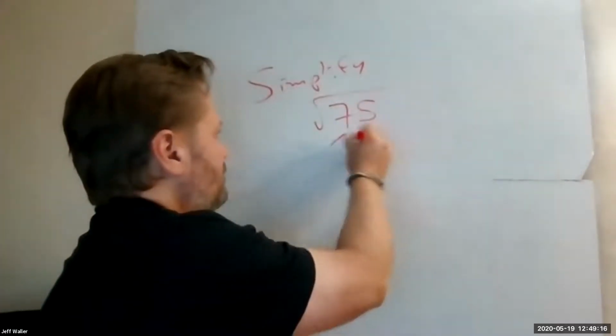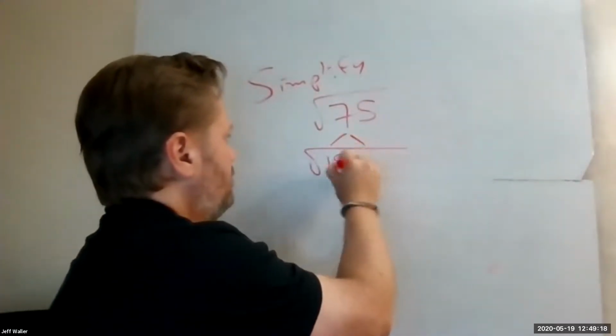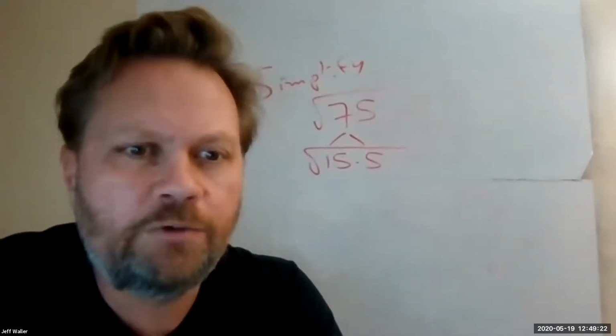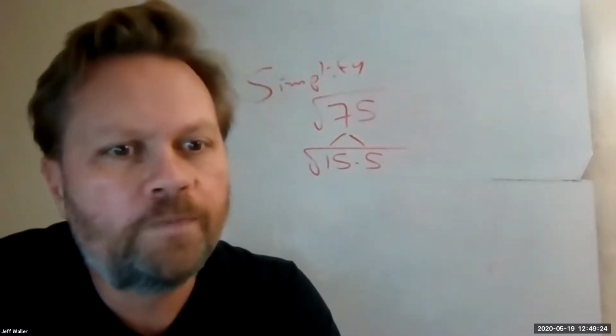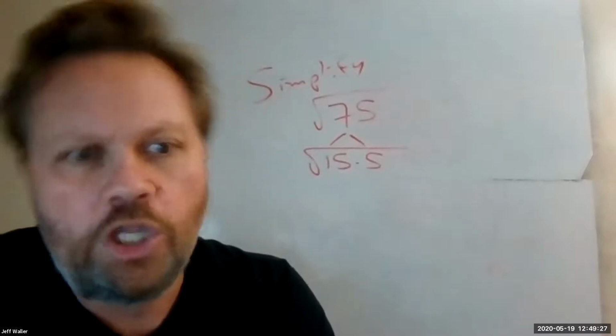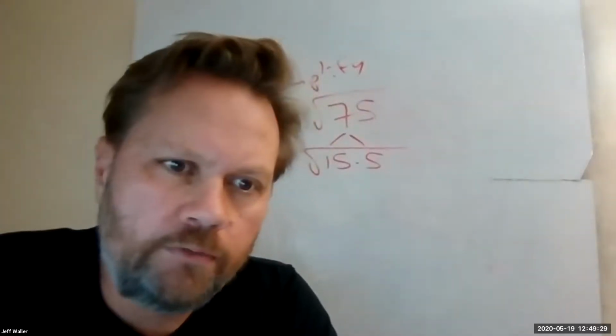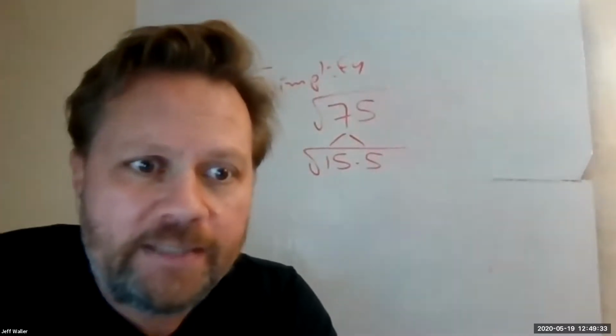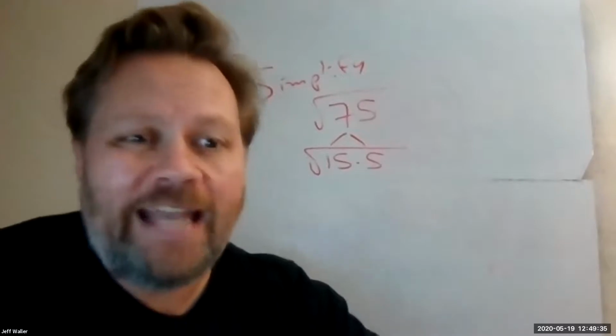You can write this as the square root of 15 times 5. That didn't do me any good. Can I take the square root of 15? No. Can I take the square root of 5? No. So that is a way to factor 75, but it's not a way to factor it so I can actually do a square root.